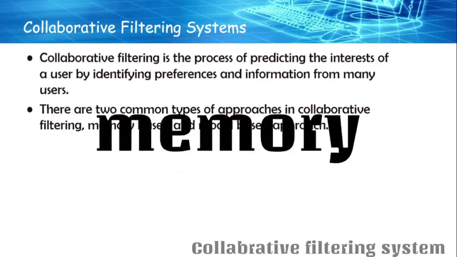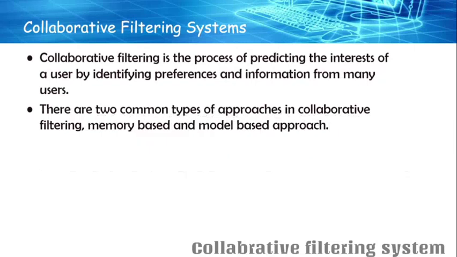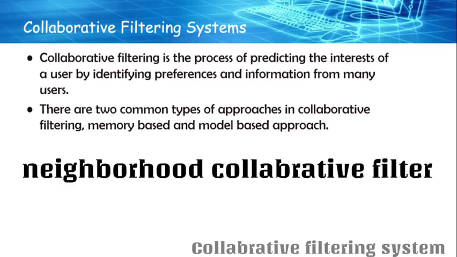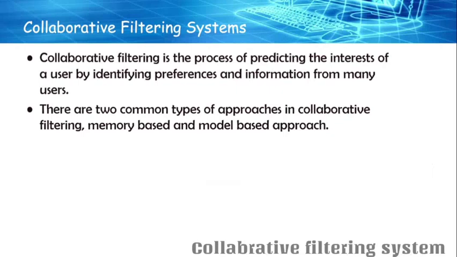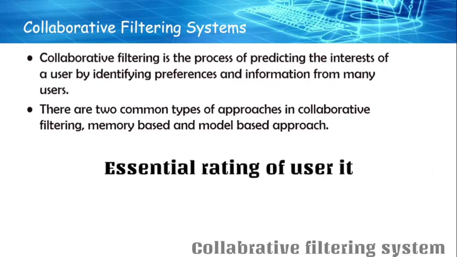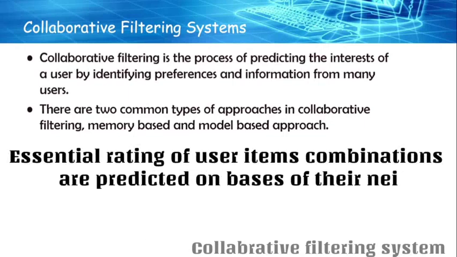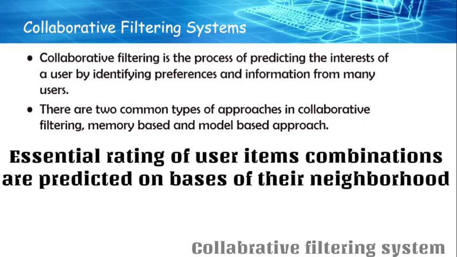First is memory based, and the other is model based. A few more insights about these two: the memory based approach is also referred to as neighborhood collaborative filtering. Wherever you hear neighborhood collaborative filtering, it means it is a memory based approach. Essentially, ratings of user-item combinations are predicted on the basis of their neighborhood.